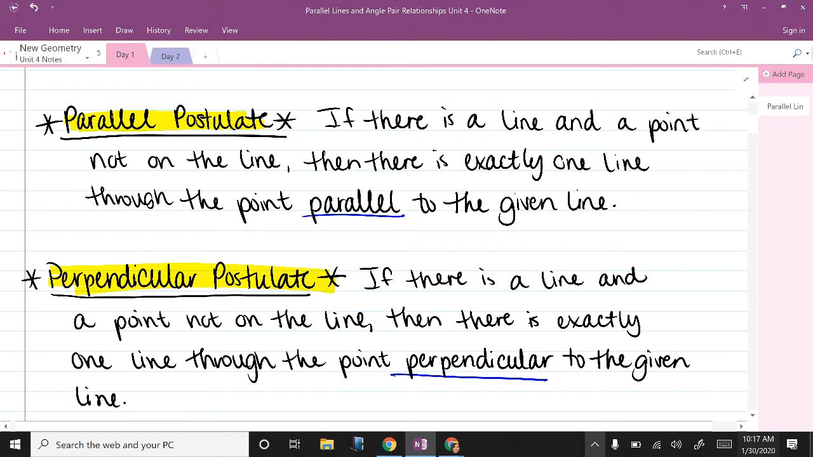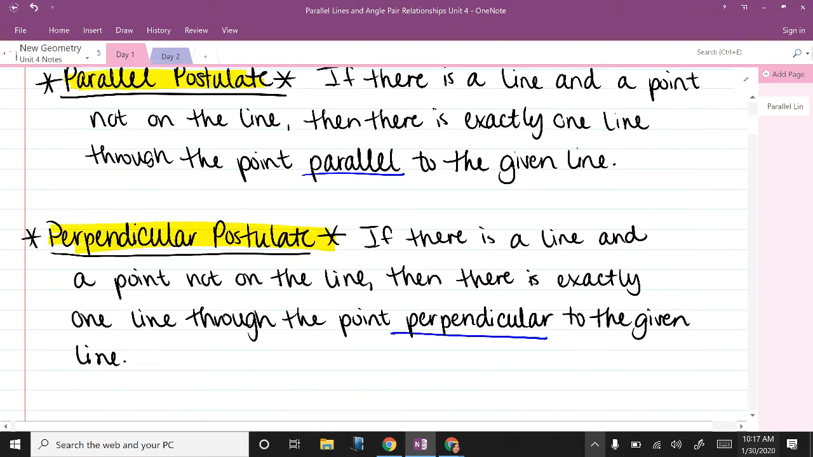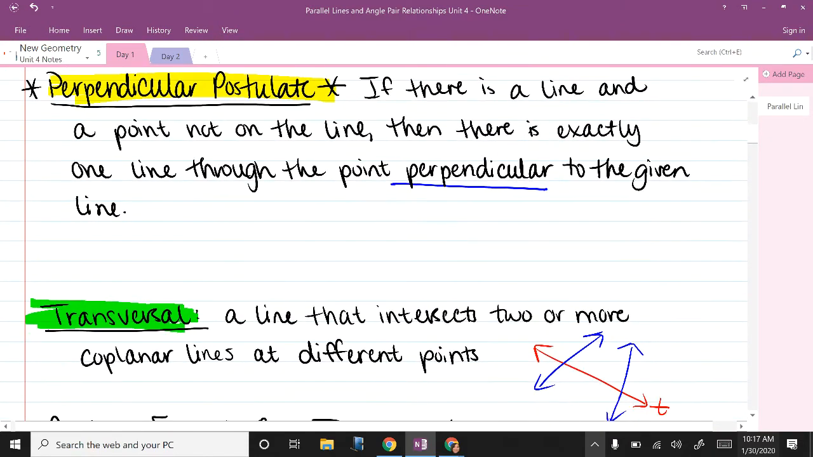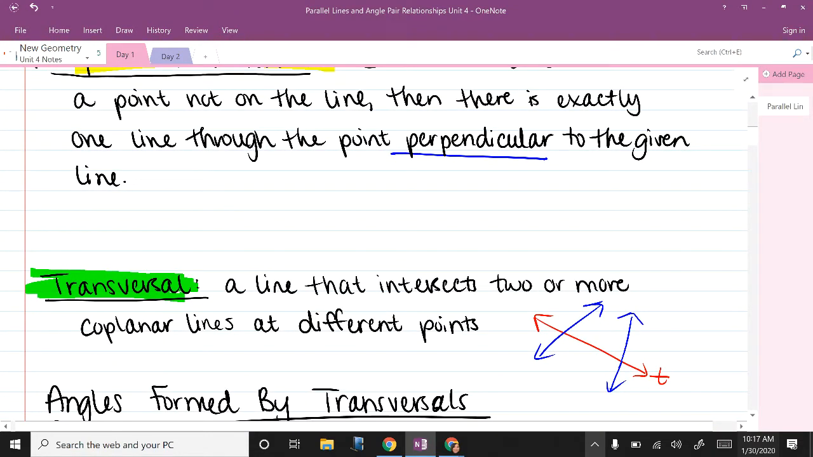All right. So let's talk about some angle relationships. First, we got to talk about a definition right here. Transversal. Please copy down this definition. It's an important word. A transversal. You're going to hear me say the word transversal a billion times in the next couple of days.